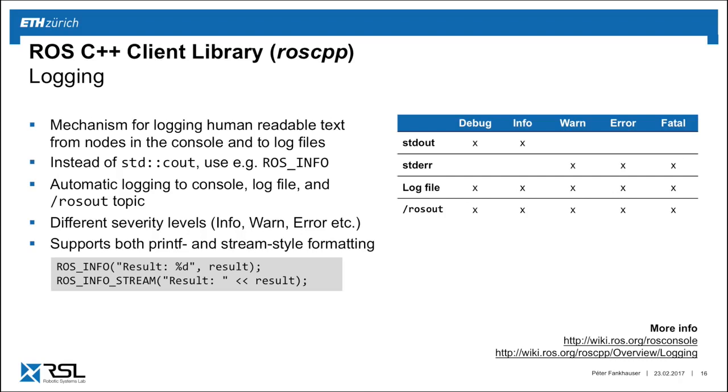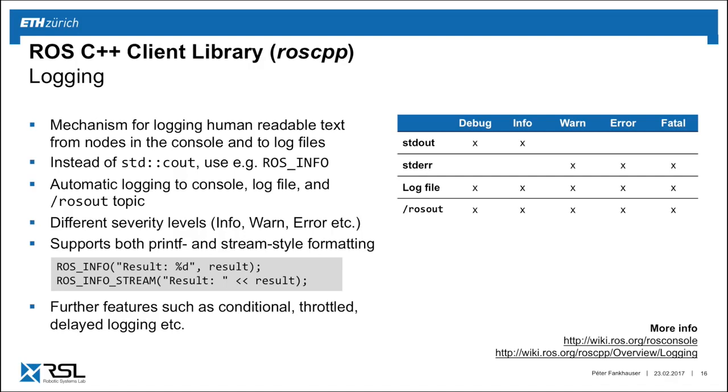These macros support printf and streaming style formatting. So in this example, you would have ROS_INFO and then result, and you would define a double here. The variable would have to be a double, and then it would print the result is this number. If you're more used to the stream style, you could do ROS_INFO_STREAM and then use these symbols to construct the output of your message.